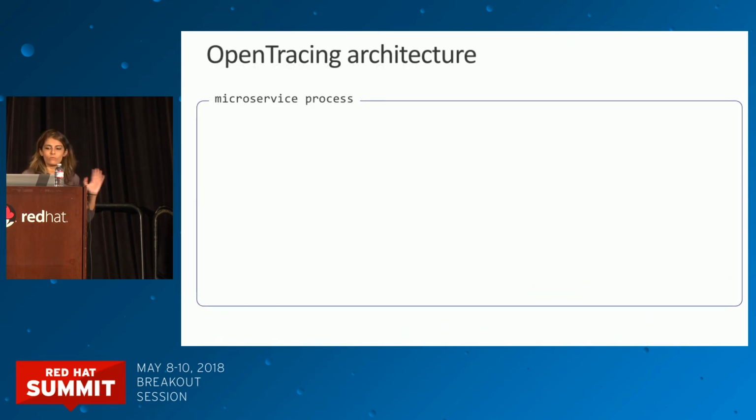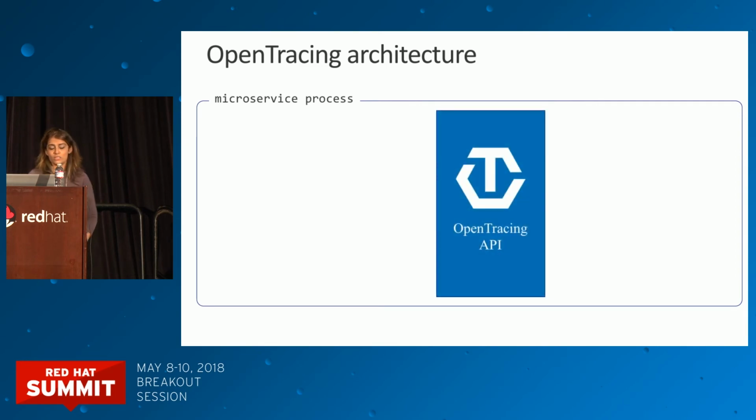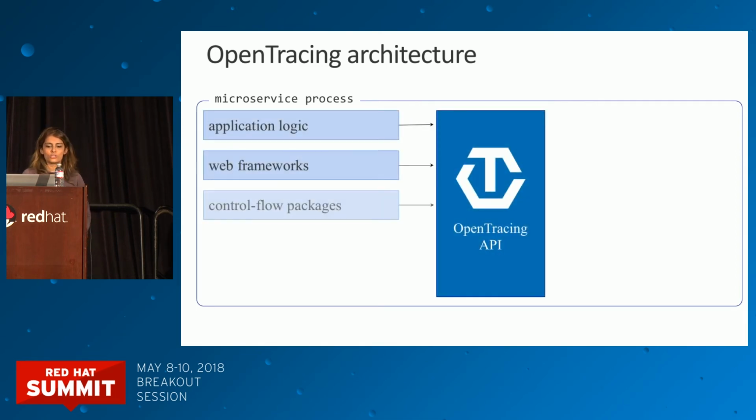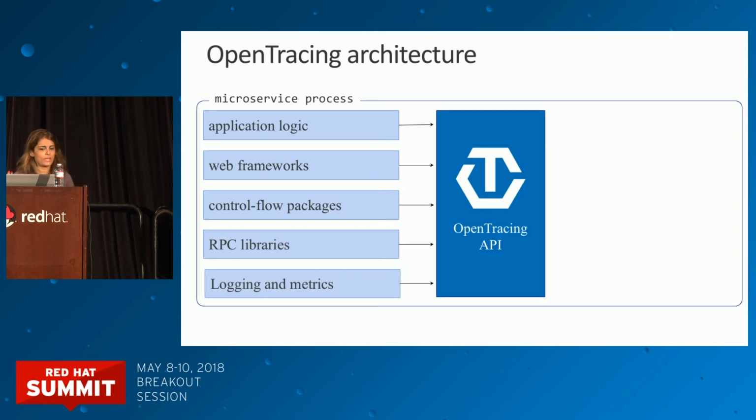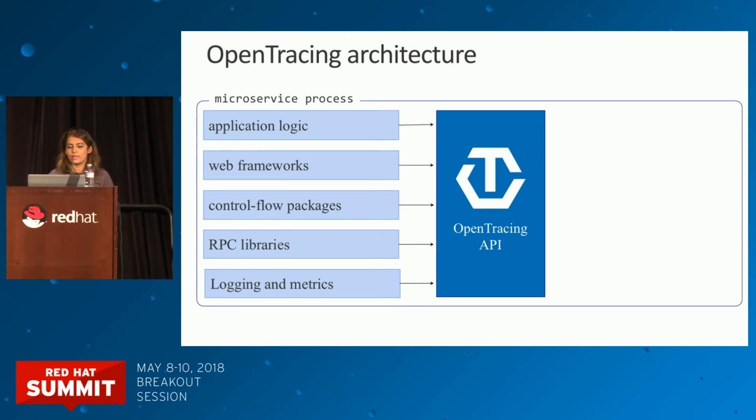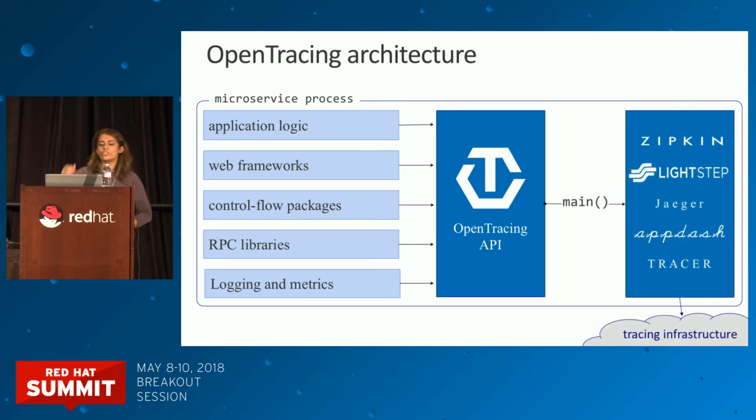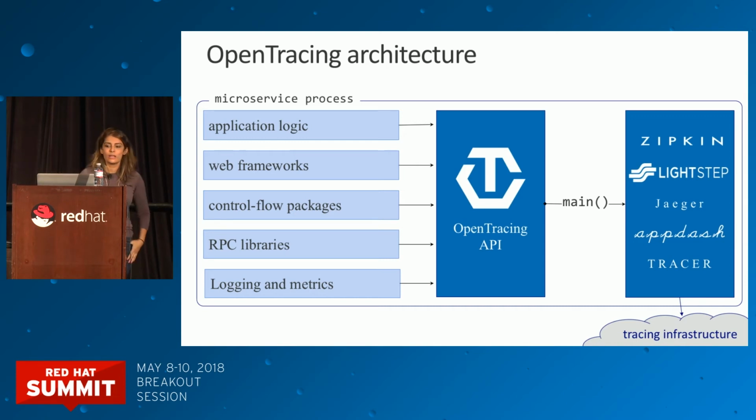So if you think about what's the OpenTracing architecture, how does this really help? Imagine this is a microservice process. There's the OpenTracing API, which talks to your application logic, the frameworks, packages, libraries, other stuff that's going on there. They all connect to OpenTracing. And then just through a main function change, you can access any of the tracers that support it. This is a small list. It's by no means complete. But like Zipkin, Lightstep, Jaeger, et cetera, all these are options that you could just plug and play and try out once you've built OpenTracing based instrumentation in your system.